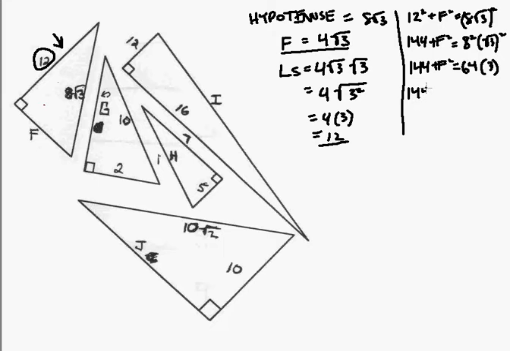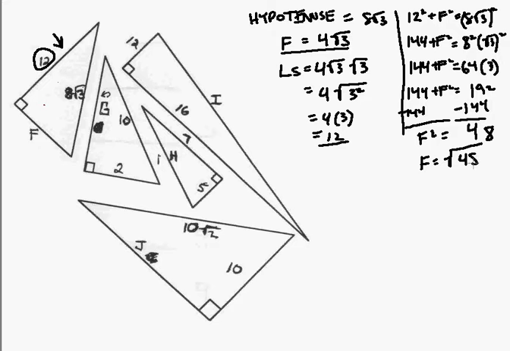So I get 144 plus f squared is equal to, let's see, 3 times 60 is 180, 3 times 4 is 12, 192. If I subtract 144 from both sides of the equation, I get f squared. Let's see, 12 minus 4 is 8, 8 minus 4 is 4. So f squared equals 48. So that means f is equal to the square root of 48.